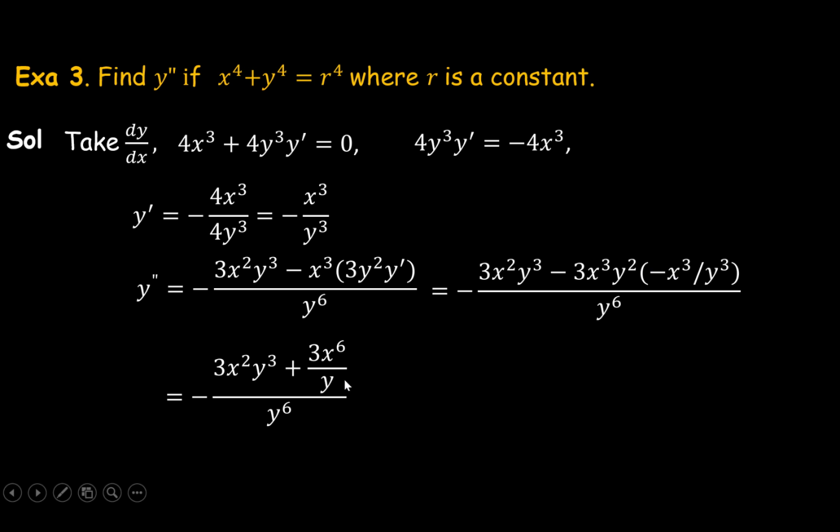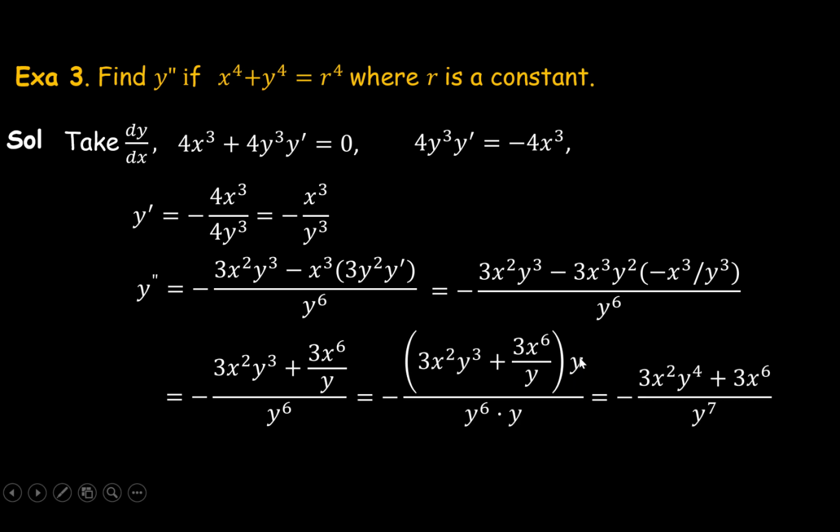We are almost there. We still have a fraction inside the fraction. To get rid of the denominator here, we multiply top and bottom by y. So we do the multiply by y here, and then once you multiply y into this, then this y will cancel out. So this is your final answer here.